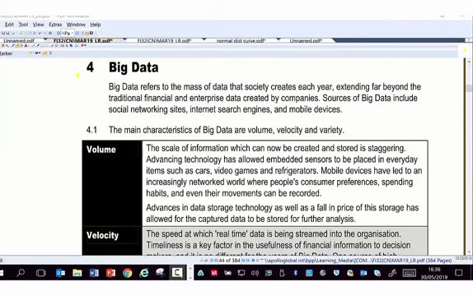Section 4 covers big data. To meet the syllabus learning outcome, you need to be able to describe the main uses of big data and analytics for organisations. But let's start by distinguishing what we mean by big data. Big data refers to the mass of data that society creates, and it goes way beyond the normal data that we used to use for accounting purposes.